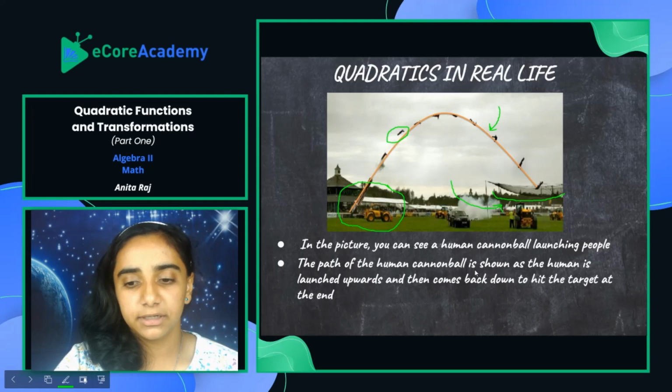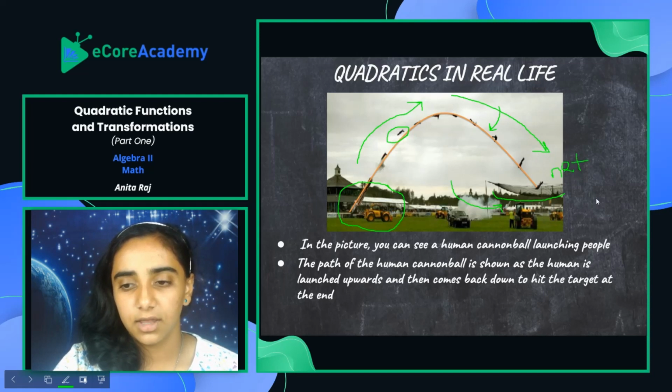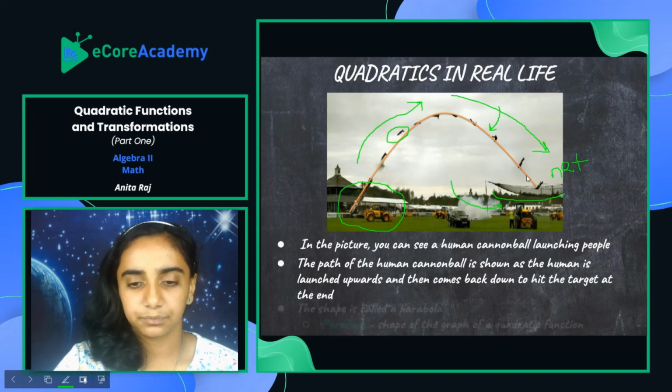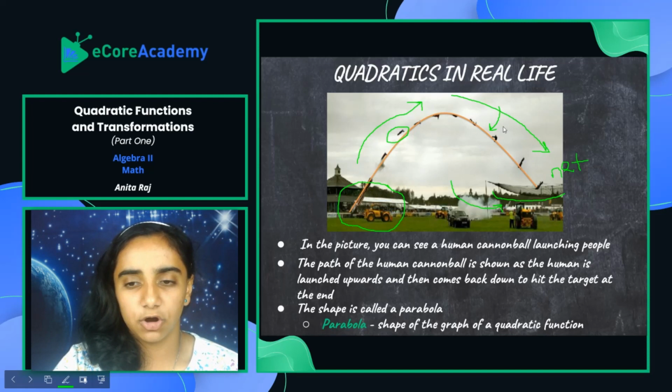The path of the human cannonball is shown as the human is launched upwards and then comes back down to hit the target at the end. So this archway, this orange line represents the path the human is traveling. And the human is launched upwards. As you can see, this is an upward trajectory up here. And then the human comes back down and then hits the target, which is this net. So the net is the target, and this is at the very end. So the human will finally hit the end. So what is this shape? What is this arch that looks like a bridge as the human ascends and then descends?